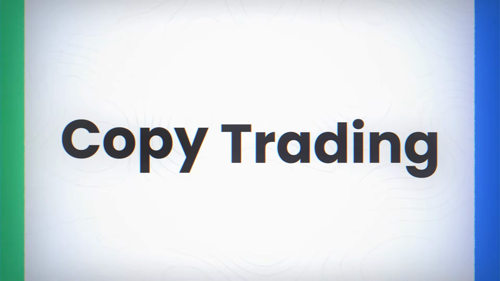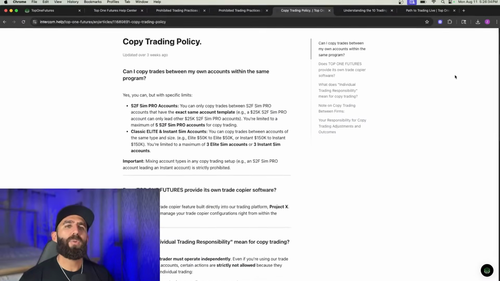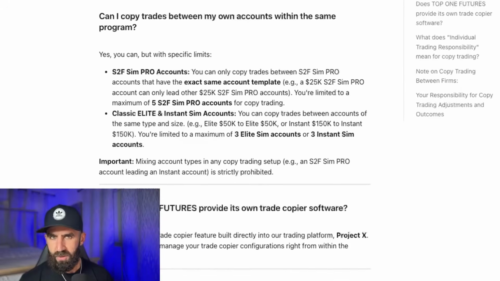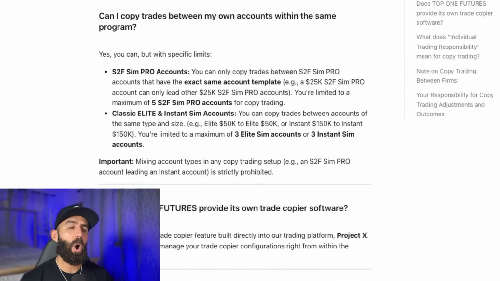Another one, copy trading. Looking at the copy trading within Top 1 Futures, there's multiple different account types from Top 1 Futures. And while you can copy trade all of your account types, right, individually, you can't copy trade across account types. So we have elite challenge accounts, we have instant funded accounts, and we have straight to sim funded accounts. Each of them allow you different total amount of accounts.